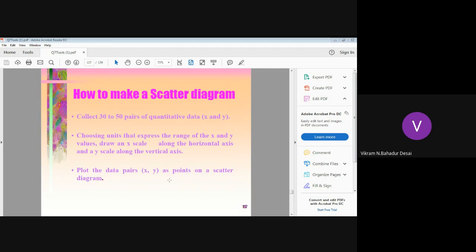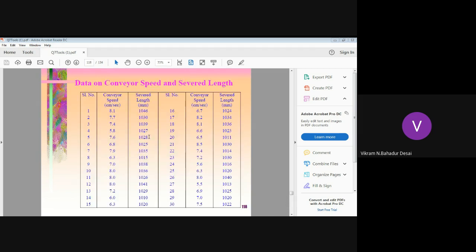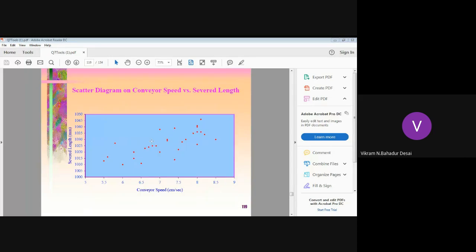How to make a scatter diagram? All these things are not necessary, but you can directly select the data and go to scatter plot. You can learn these on your own. Different things are given here: conveyor speed and sieve length. Are they related? Like that, conveyor speed and sieve length.